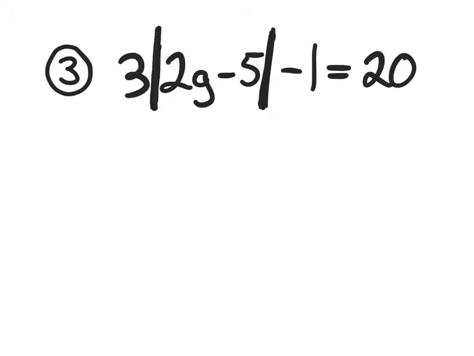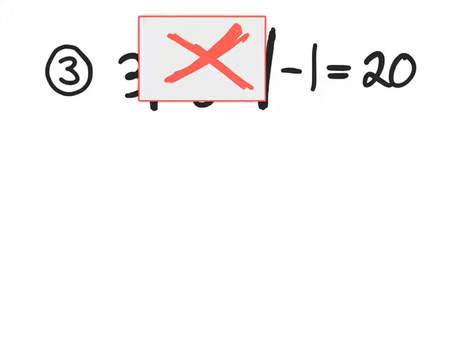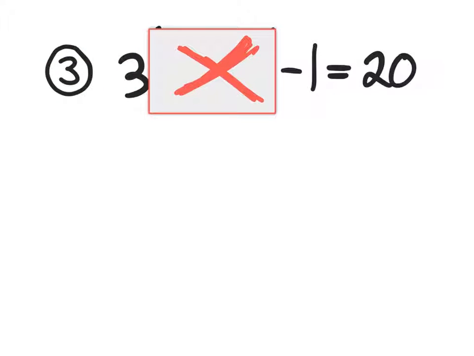It's kind of like pretending that you had a big giant X right here, okay? Imagine that, let me just do a big giant X. So let's say this said 3x minus 1 equals 20. That really means 3 times x minus 1 equals 20. So pretend that this absolute value of 2g minus 5 is really just a big giant X.